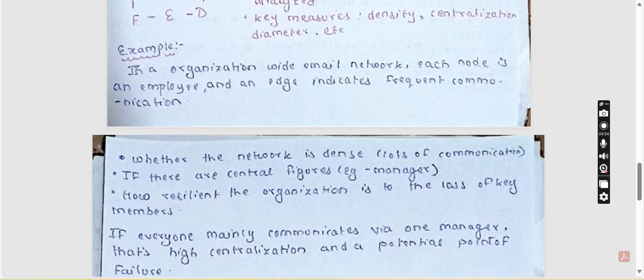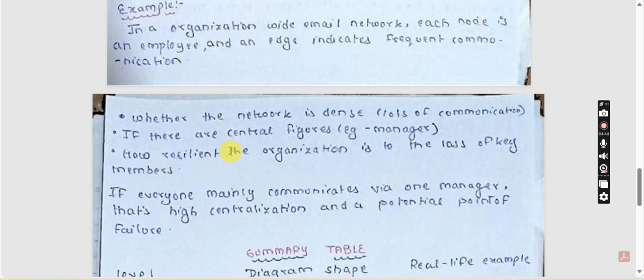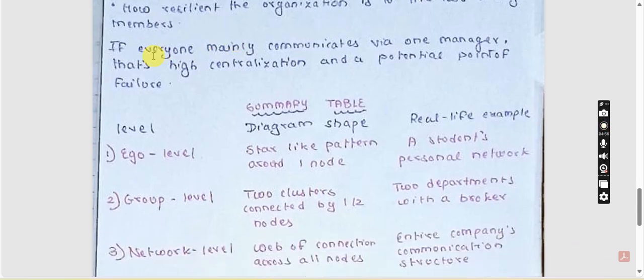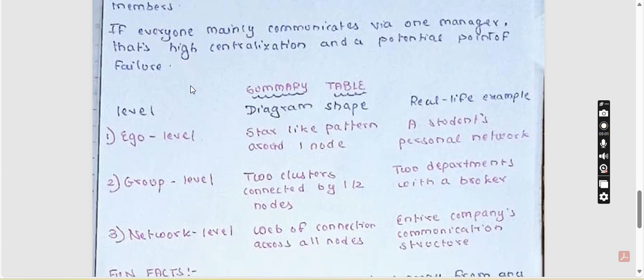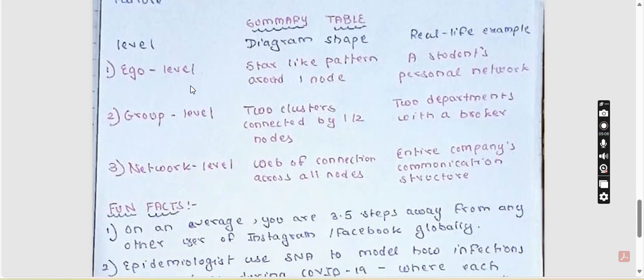For example, in an organization-wide email network, each node is an employee and an edge indicates frequent communication between them. Whether the network is dense, if there are central figures, for example, team leader or manager, how resilient the organization is to the loss of key members. If everyone mainly communicates via one manager, that's high centralization and a potential point of failure. So this is how we cover all three levels of social network analysis.